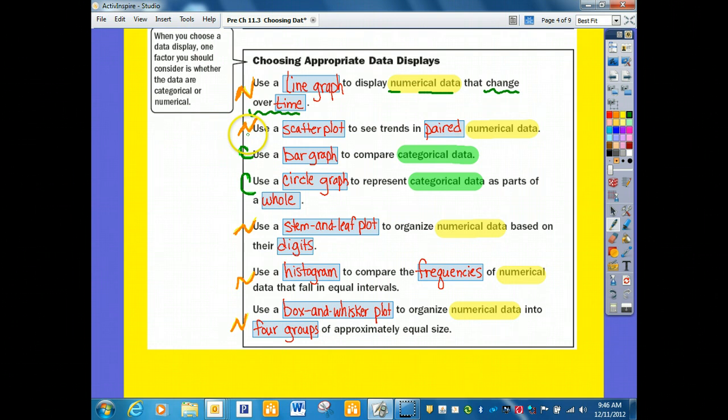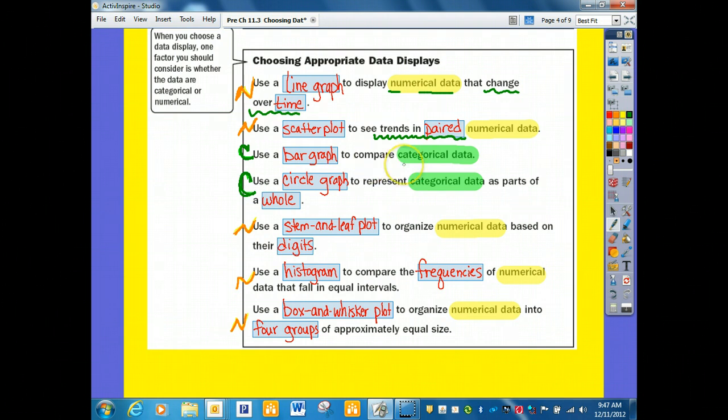The next numerical one: use a scatter plot to see trends that are paired. That's your hint there, trends in pairs. You should squiggly line those too so it's easy to look back at and find the hints. Then, if you have categories, you're going to want to use a bar graph to compare categorical data. Out of this whole list, there are only two that you use for categories, the bar graph and a circle graph. You're not going to use those if you have number data.